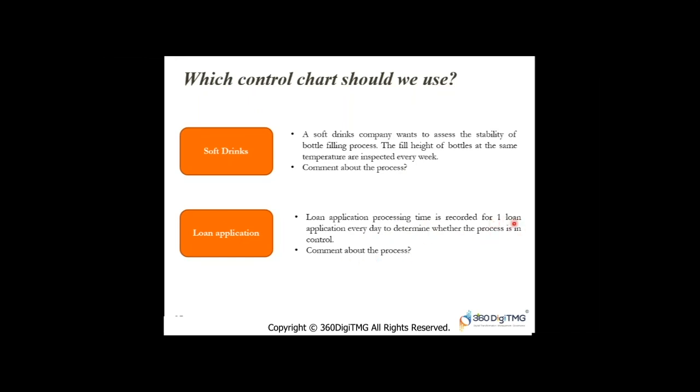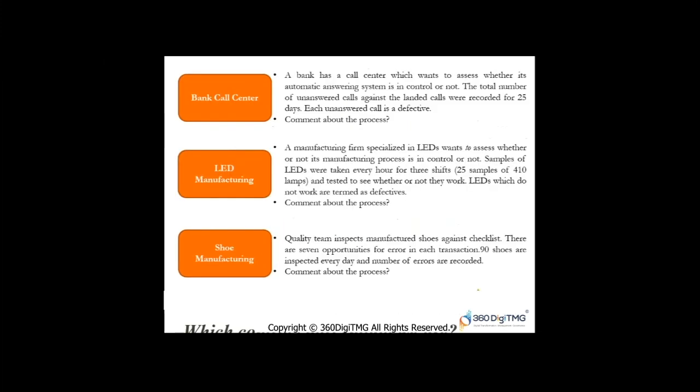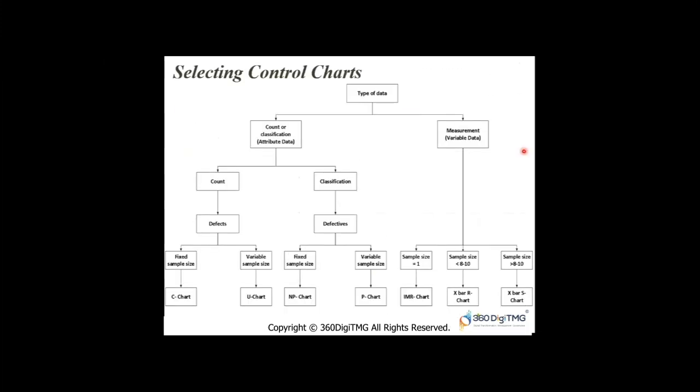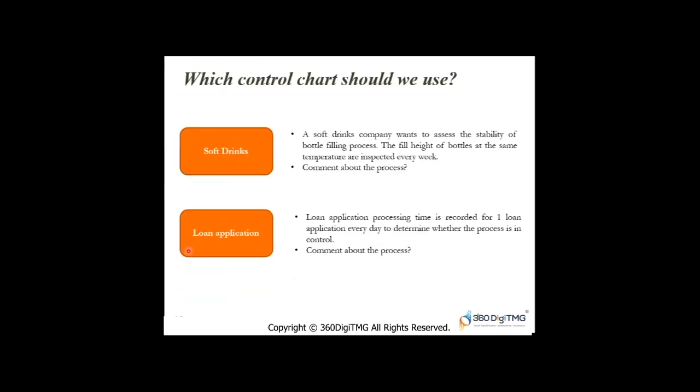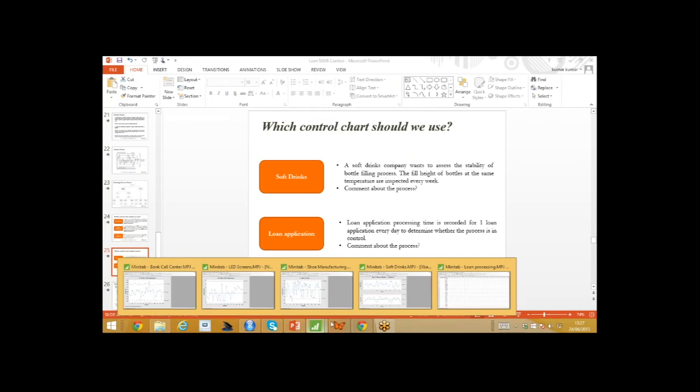There is only one sample, right? One loan application per day. Only one sample. And we know that it's variable data. Variable data and sample size is equal to 1. So you perform an IMR chart, individual moving range chart. Let us go there. Let us open the loan application case study and solve it using your magic box, which is Minitab.